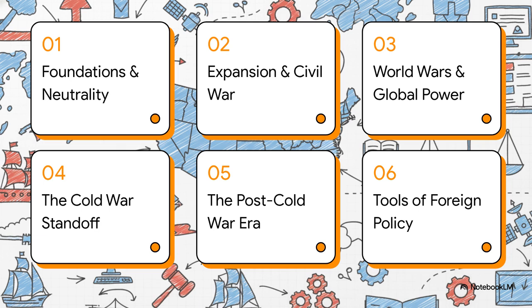1. Foundations and early neutrality. 2. Expansion and civil war. 3. World wars and global power. 4. The Cold War standoff. 5. The post-Cold War era. And finally, number 6, tools of U.S. foreign policy. Let's get to it.